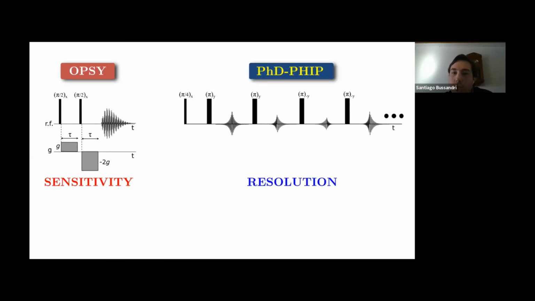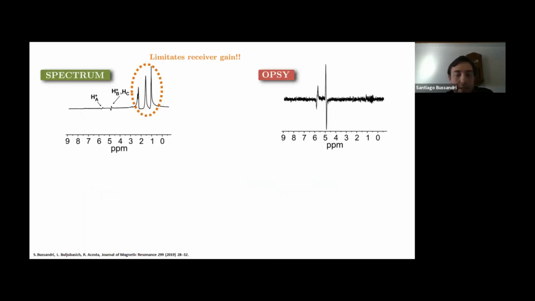And as I already told you, the PhD FIP sequence could be a really good tool to enhance the resolution of the experiment. So it seems quite natural to combine both sequences in order to get the best of both worlds. This type of combination could be really helpful when we have a sample with a big contribution of thermal spins. This type of sample was made on purpose to demonstrate how this combination of sequences acts.